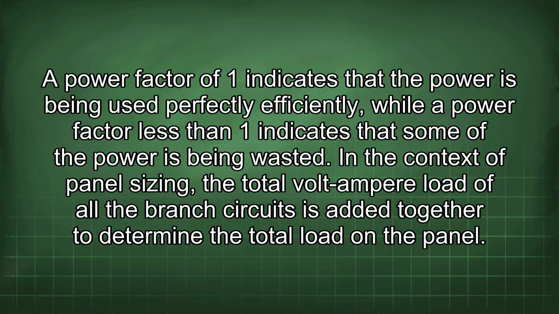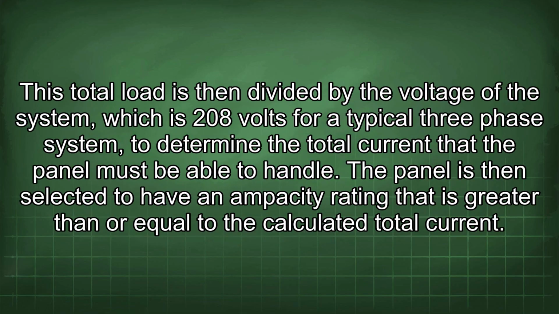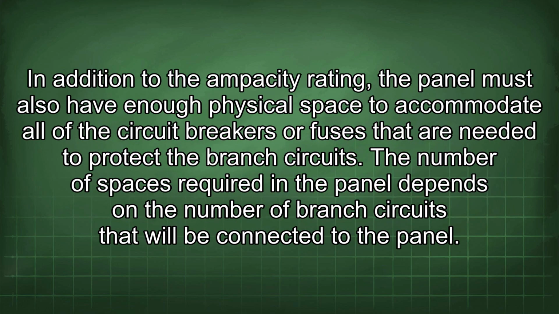In the context of panel sizing, the total volt-ampere load of all the branch circuits is added together to determine the total load on the panel. This total load is then divided by the voltage of the system, which is 208 volts for a typical three-phase system, to determine the total current that the panel must be able to handle. The panel is then selected to have an ampacity rating that is greater than or equal to the calculated total current. In addition to the ampacity rating, the panel must also have enough physical space to accommodate all of the circuit breakers or fuses that are needed to protect the branch circuits.